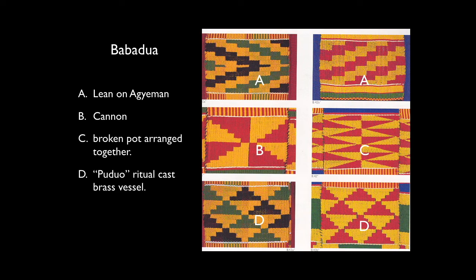Here's another part of the babadua, and these, again, are more tightly woven decorative elements. Number B, the cannon, is actually the stepped platform that is used on the base of a cannon to hold a cannon in place. That's the idea there.